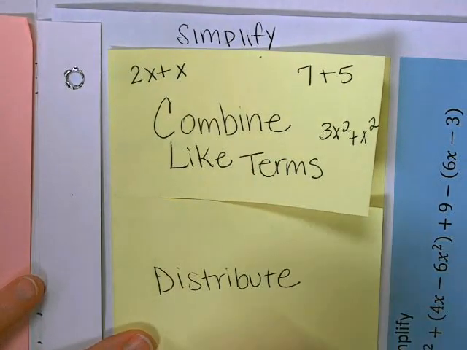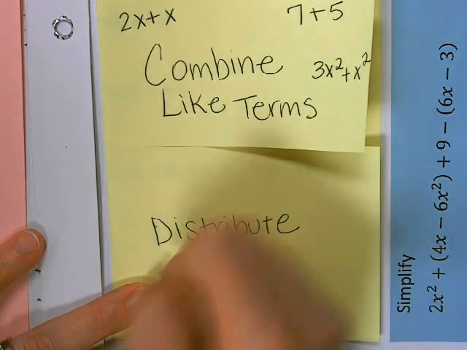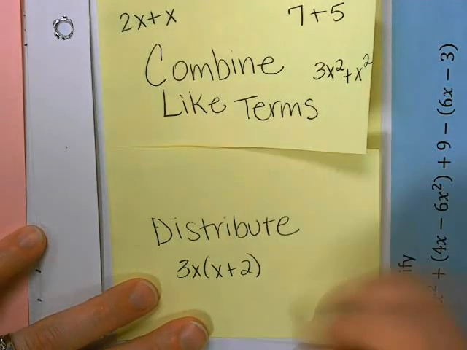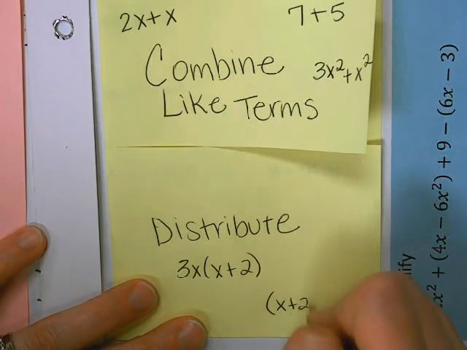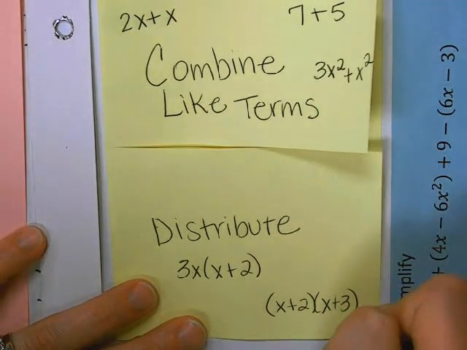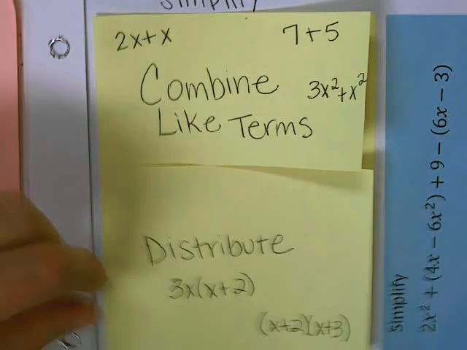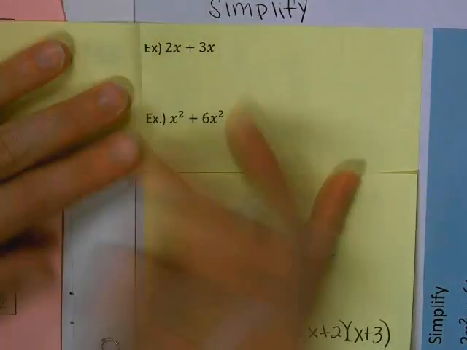When we're talking about distribute, we're talking about where you do the multiplying thing. So that's like 3x times x plus 2. Or perhaps you had the 2 parentheses where we did x plus 2 times x plus 3. So we're going to talk about how to do all of these kinds of things right now. So let's start with the combining like terms.